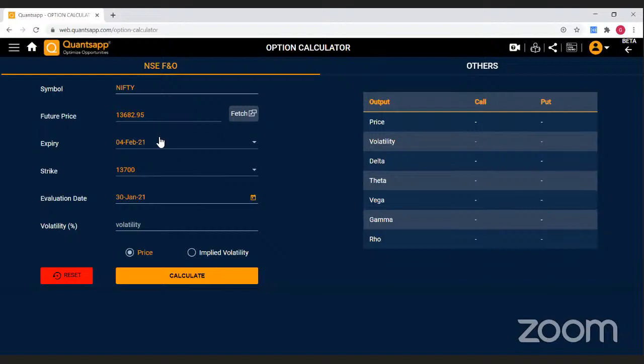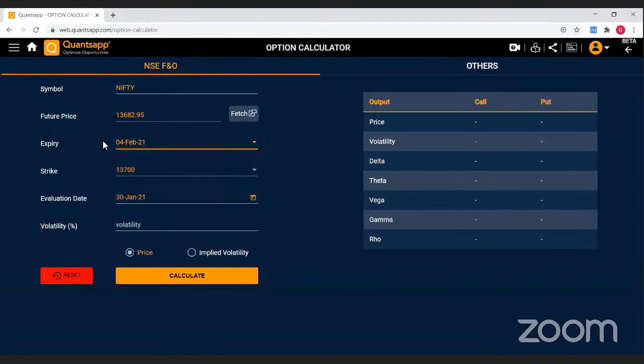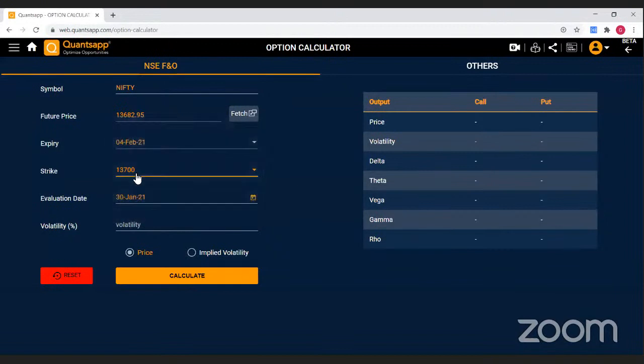So after taking the Nifty, we have the future price, and now we are looking for which expiry. So suppose I am calculating for the 4th of February 2021. I am looking here कि मुझे for which particular strike price I'm calculating the prices or the implied volatility. So if I'm calculating for the at the money strike of 13,700.